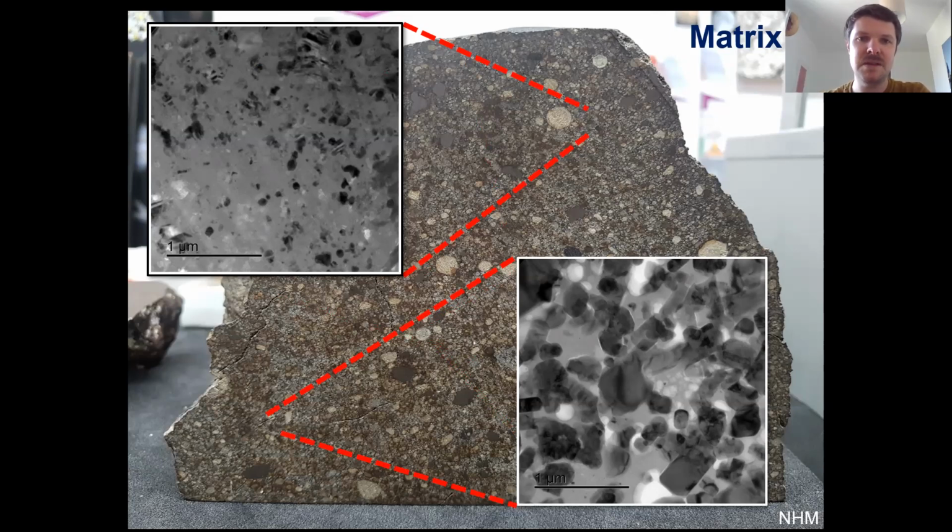And then in some of the least altered chondrite meteorites that we have, we also find pre-solar materials within the matrix. And by pre-solar, I mean this is dust that formed before our solar system formed. So older than 4.5 billion years old. So this was dust that was condensed out around stars before our own sun had even formed.